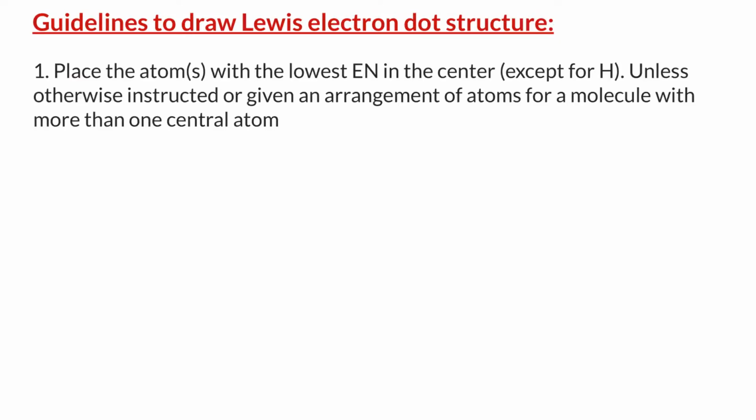Guideline 1: Place the atom with the lowest electronegativity in the center, unless you were instructed otherwise, or you were given an arrangement of atoms for a molecule with more than one central atom. You have already learned how the electronegativity changes across the period and down the group. That will really come in handy to pick the atom with the lowest electronegativity.